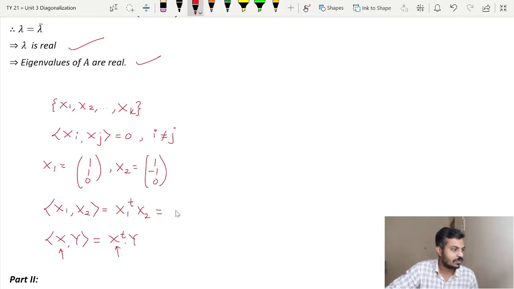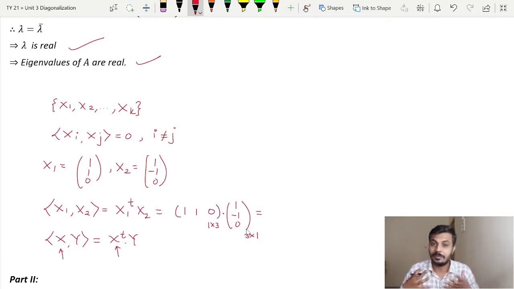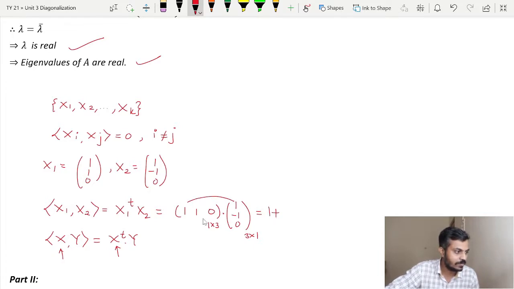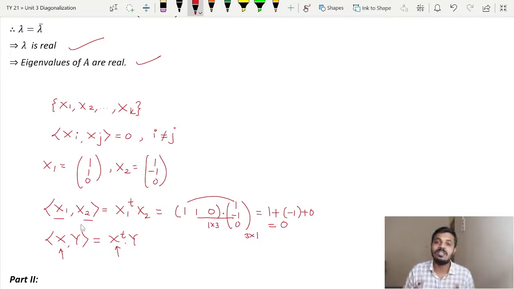Now what will be my x1 transpose? It will be 1 1 0 and my x2 will be as it is, that is 1 minus 1 0. Now you can see that it is simply matrix multiplication. This is a matrix of order 1 by 3, this is a matrix of order 3 by 1, and if you take the multiplication, then you will get a real number. In this case, 1 plus 1 multiplied by minus 1 is minus 1, plus 0, that is nothing but 0. And this implies that x1 and x2 are orthogonal.